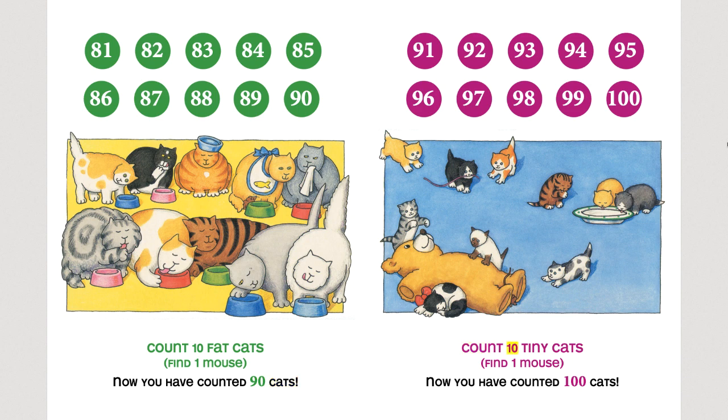Count 10 tiny cats. Find 1 mouse. 91, 92, 93, 94, 95, 96, 97, 98, 99, 100. Now you have counted 100 cats.